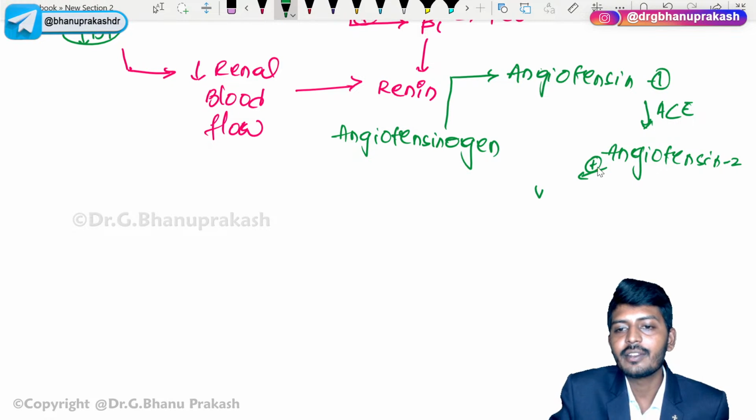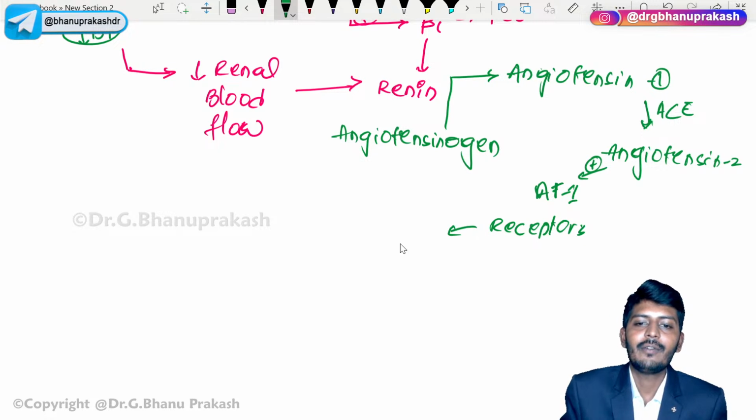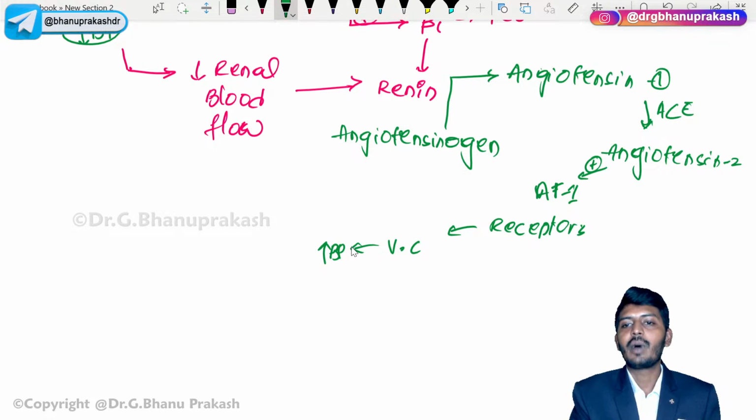Angiotensin 2 will go and stimulate something called the AT1 receptor. So stimulation of the AT1 receptor will cause vasoconstriction, which will lead to an increase of blood pressure. So this is one mechanism.